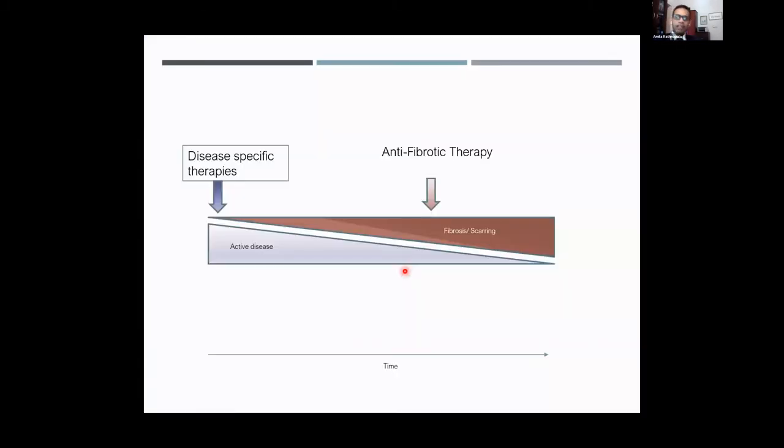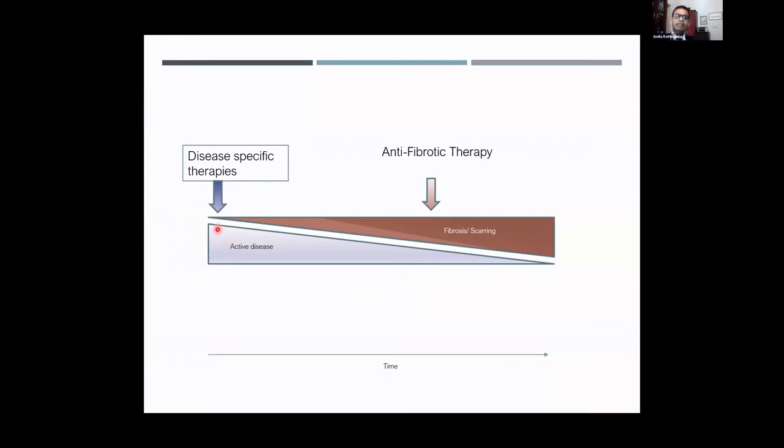You know, in each and every ILD, there's an inflammatory response initially, for example, active disease. At the time of the active disease, we go for disease-specific immunomodulatory therapy. For example, immunosuppression with steroids, mycophenolate, azathioprine, or whatever the drugs, and then biological agents like rituximab or tocilizumab. So this is very important to preserve the lung volumes.